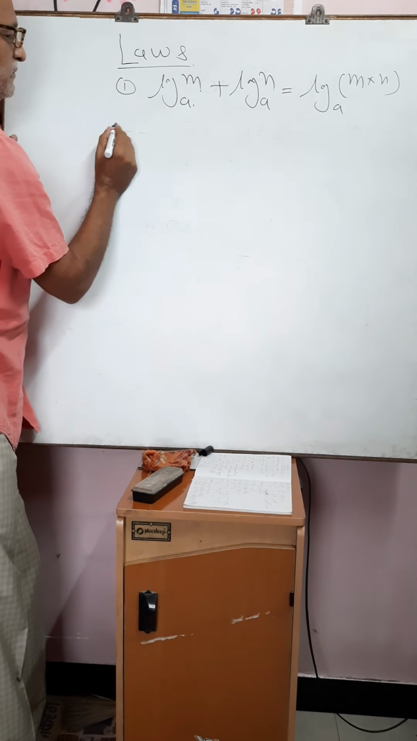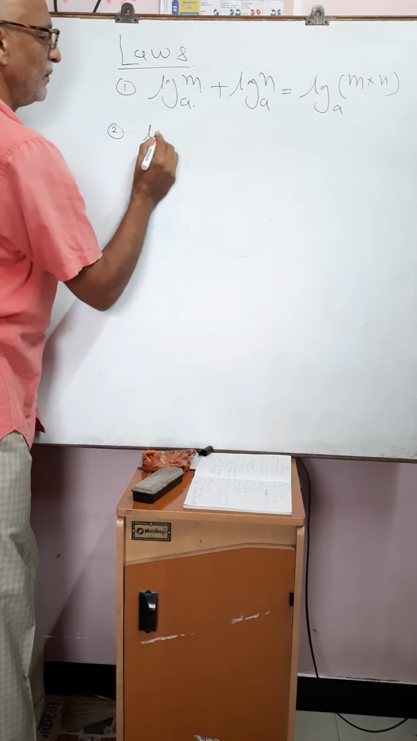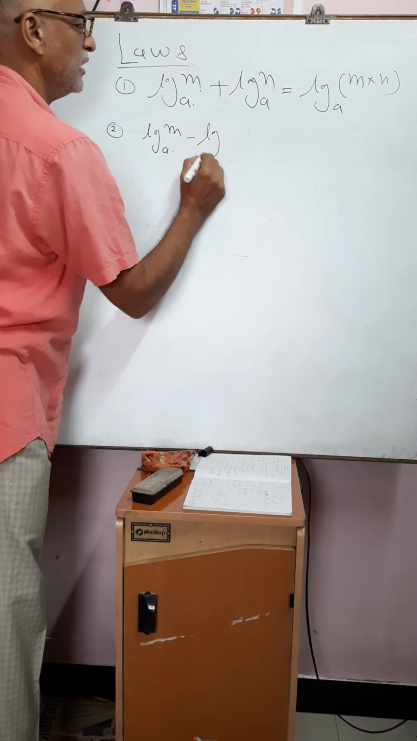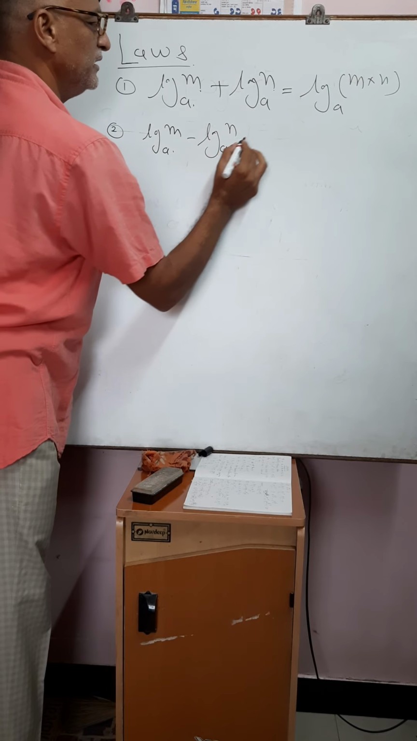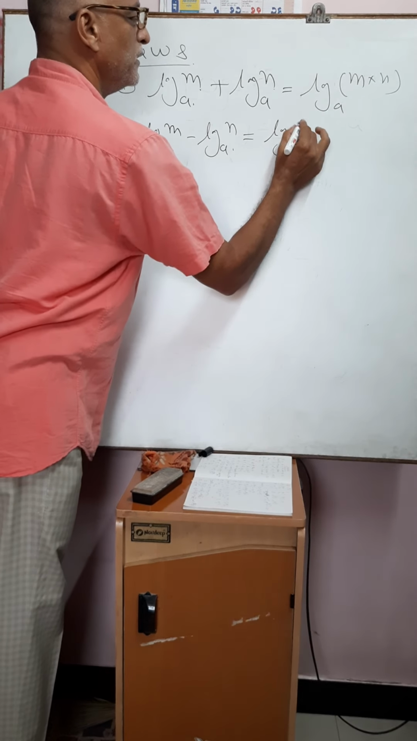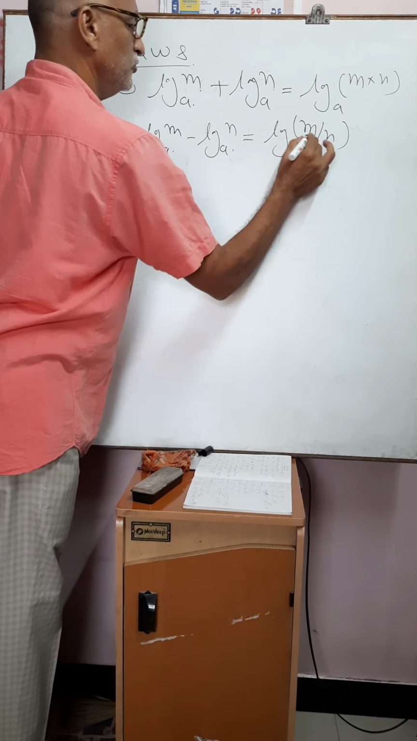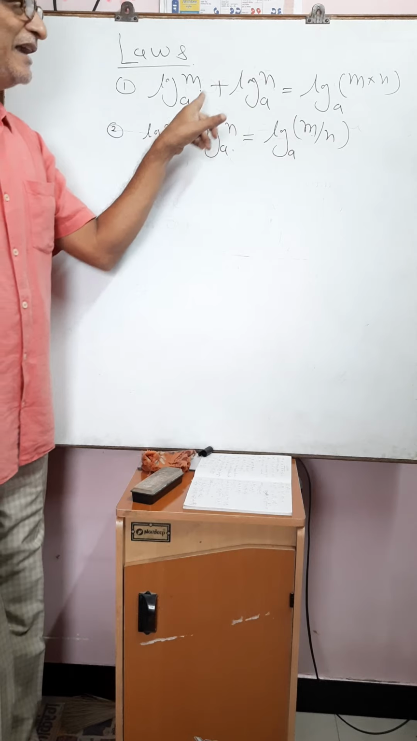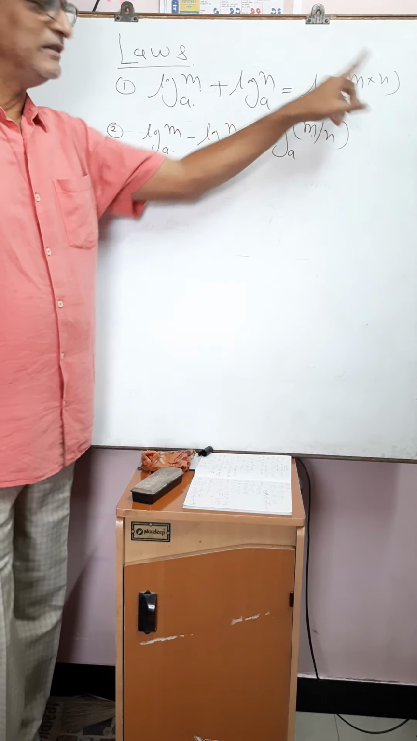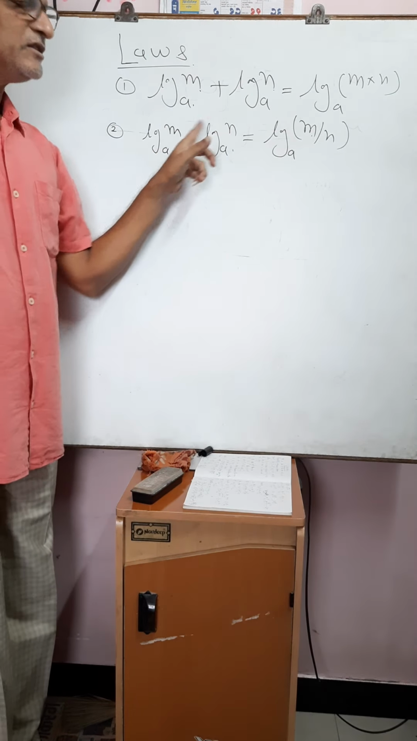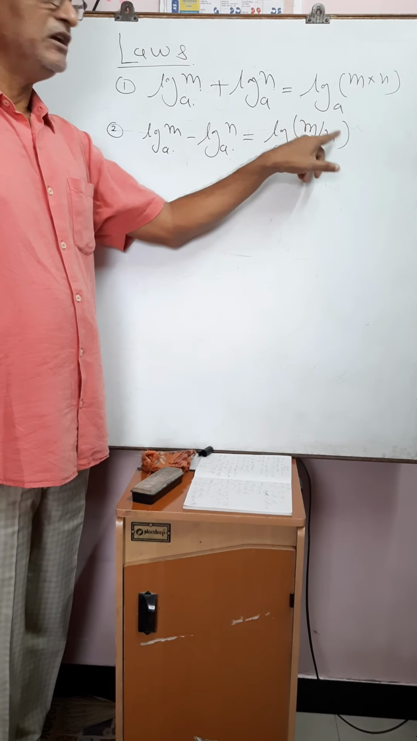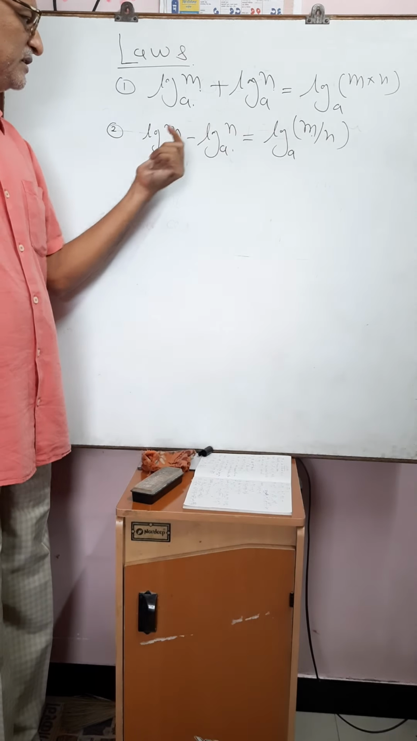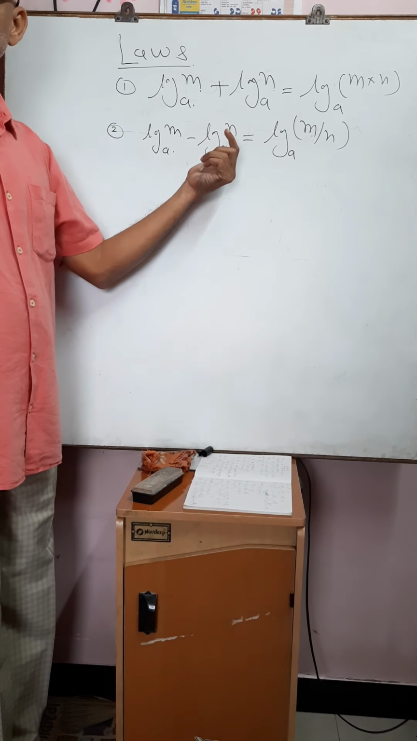The second one is log of m to the base a minus log of n to the base a is equal to log of m divided by n to the base a. Again, the first law is addition converts into multiplication. The second law is subtraction gets converted into division. Again, the condition is that the base must be the same. Here the base is a, here the base is again a.